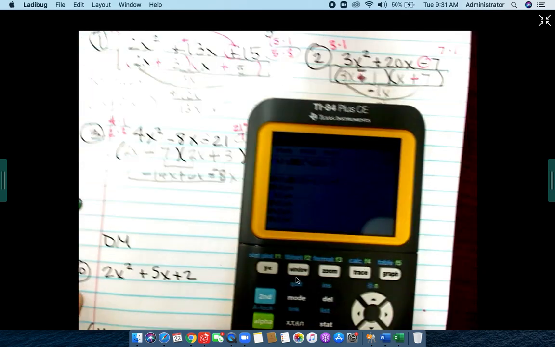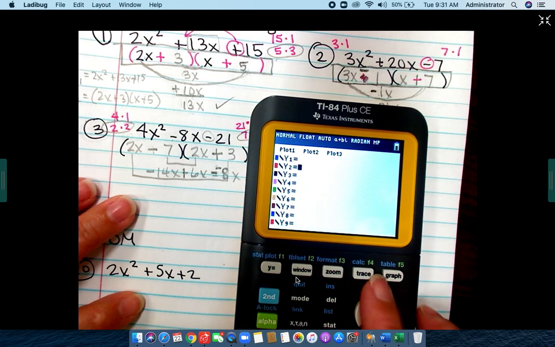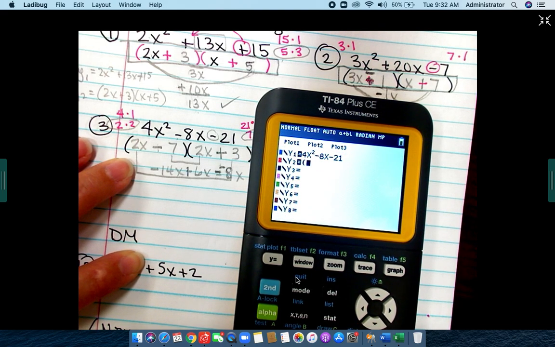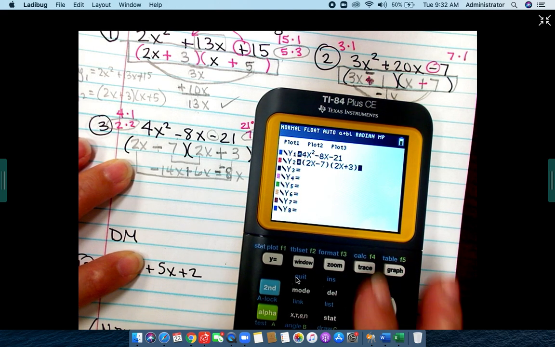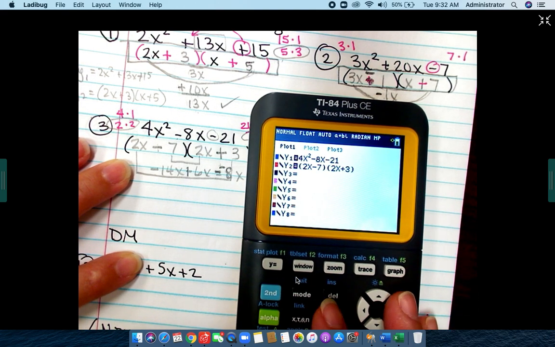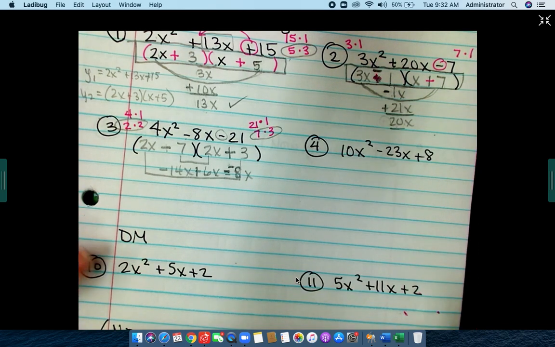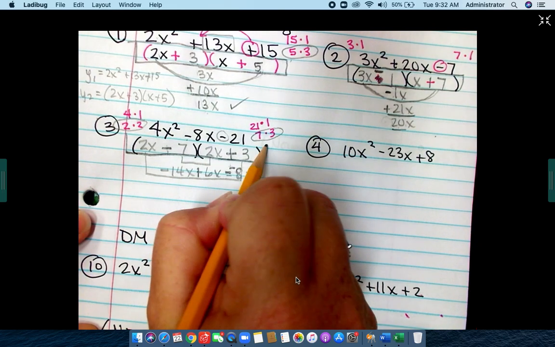So can we use our calculator to just verify our work? Sure thing. Again, 4x squared minus 8x minus 21. Then 2x minus 7 and 2x plus 3. Second graph. They match. So that tells me my factors are correct. So please put a box around it.